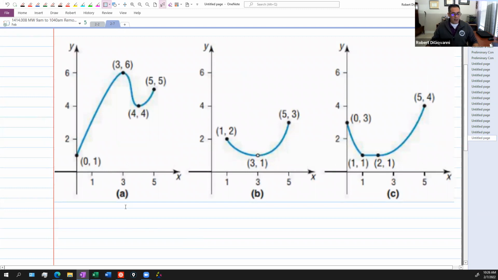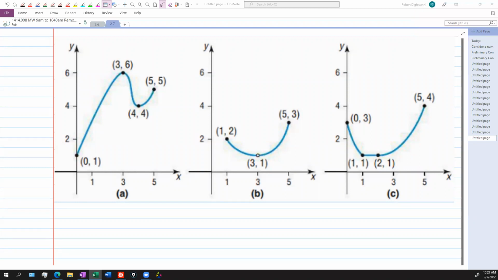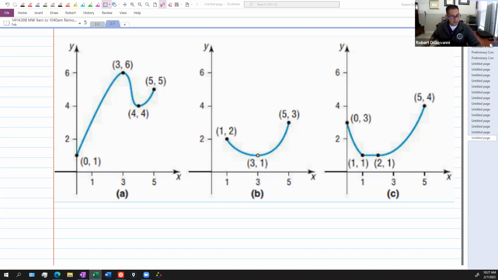So for part A, I'm just going to ask someone here. I pretty much have gone through everyone I didn't call on last class. Annika, you there? Can you hear me? Yes, I can. Okay, Annika, I want you to look at this graph A, this first one.